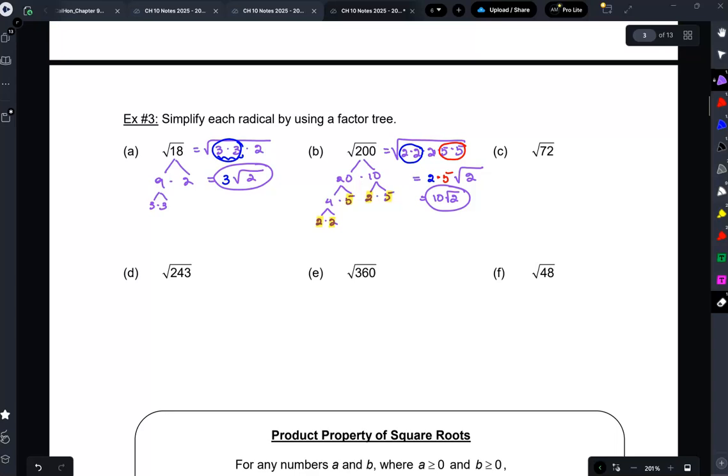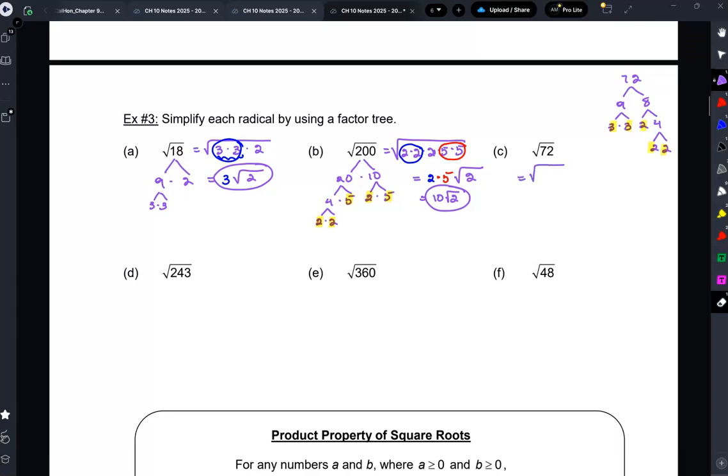For this one, it's getting too messy. I'm just going to go on the scratch paper here. So 72 is 9 times 8. 9 is what? And 8 is 2 and 4. And then this is 2 and 2. So look at this. This is where you have to be super careful. Because look, I have 1, 2, 3, 4, 5 numbers.